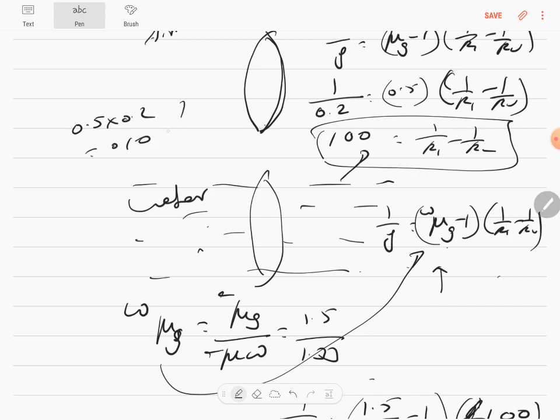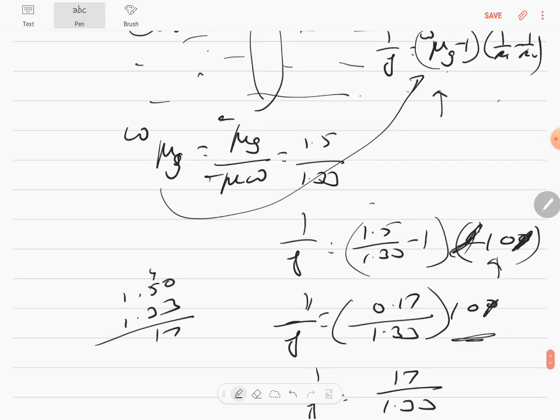So 1 by 0.10 is like multiplying by 100. Multiplying by 100, it will become 10. So it will become 10 only, no? Sorry, I made a mistake here. So it's 10. I made a mistake here. It's just 10. Hope we can correct it.